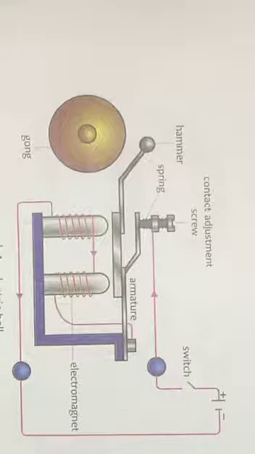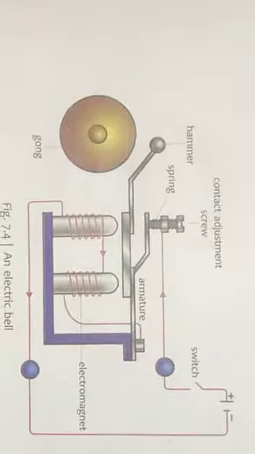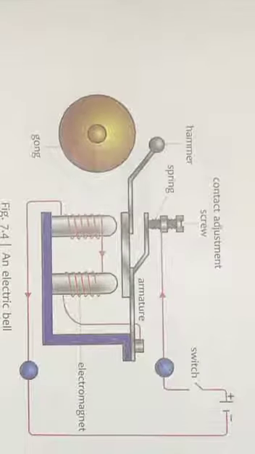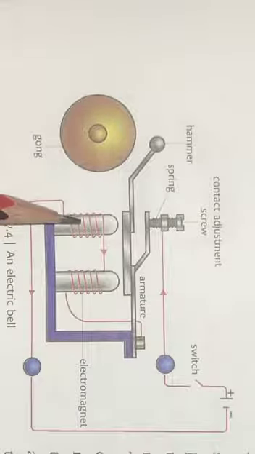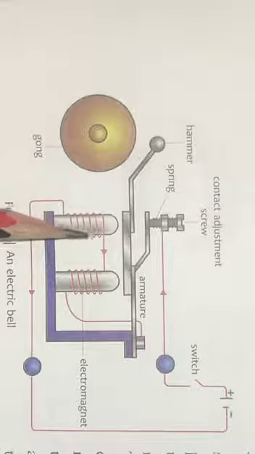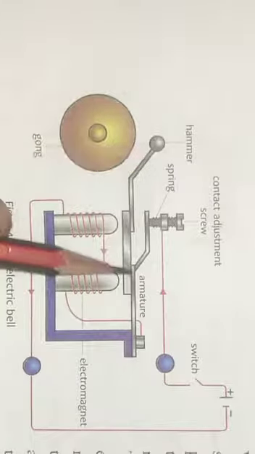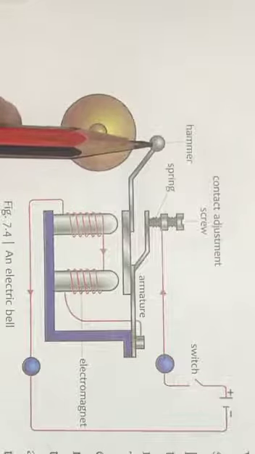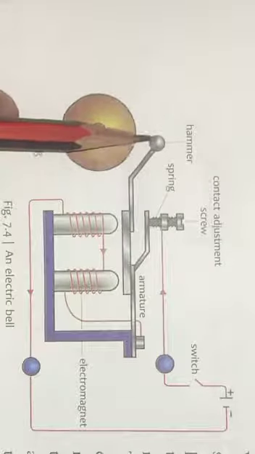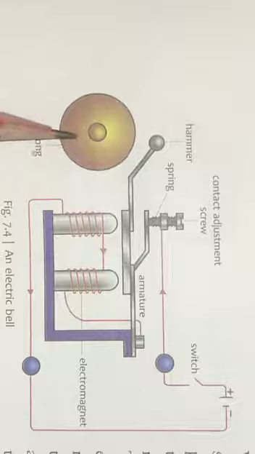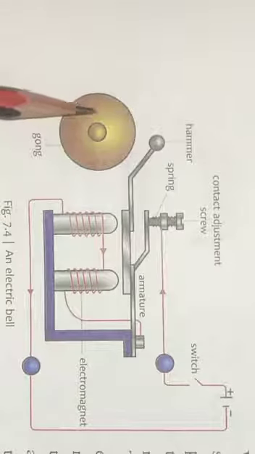Now let us understand the electric bell, which works on the principle of electromagnetism. An electric bell consists of a U-shaped electromagnet, an armature, a hammer which is attached to the armature, and the gong. This is the gong on which the hammer will strike.